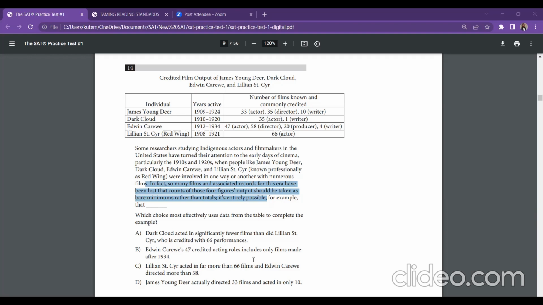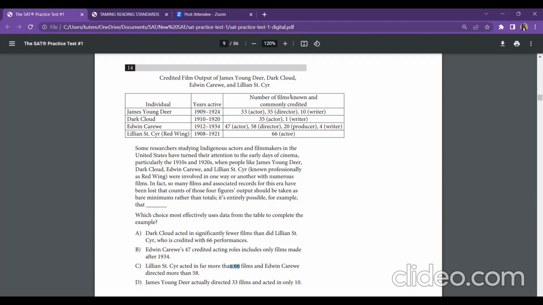For one, the claim is that those figures are bare minimums instead of totals. It means that there's a possibility that what really happened was more, and choice C is the only one that states that something could have been more than what is currently stated. Thank you, that was great. So first of all, you connect the claim, right? That these are bare minimums. And then second of all, are these numbers accurate based on the passage, which they are, right?